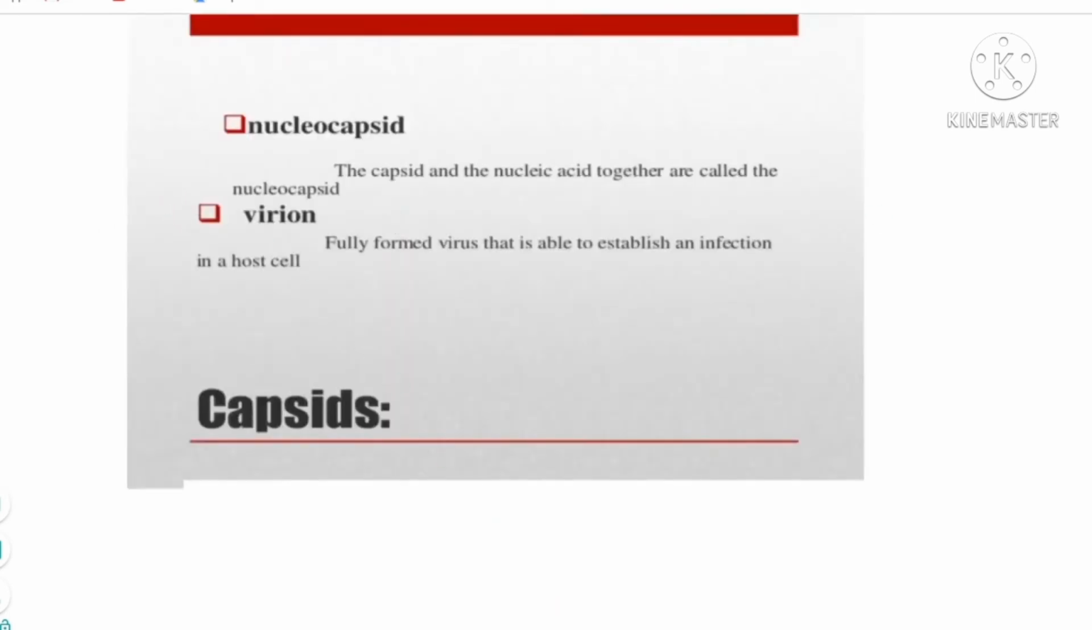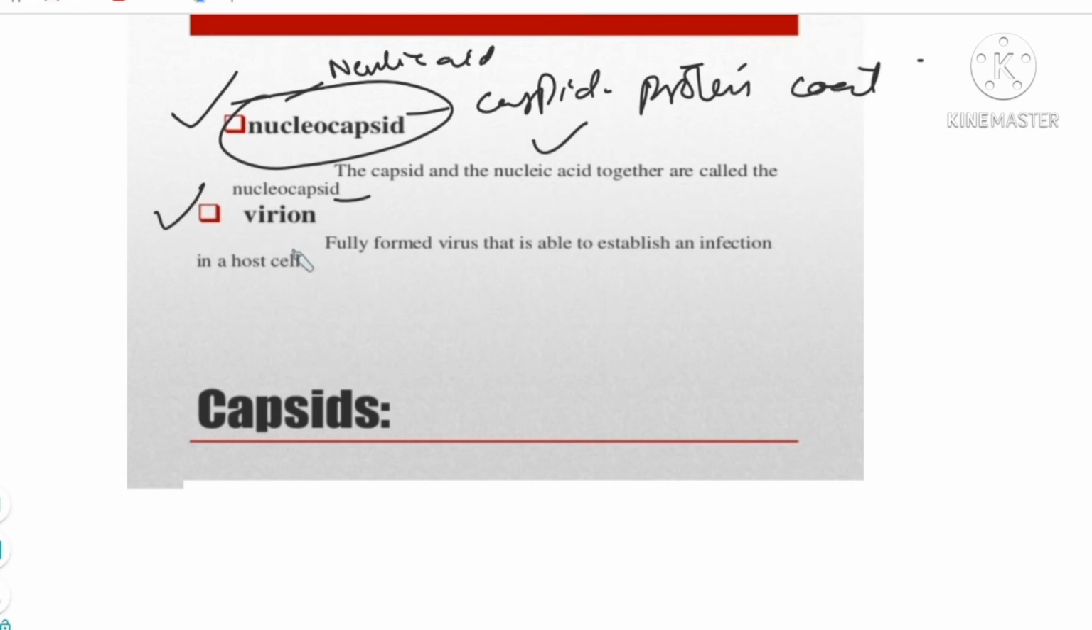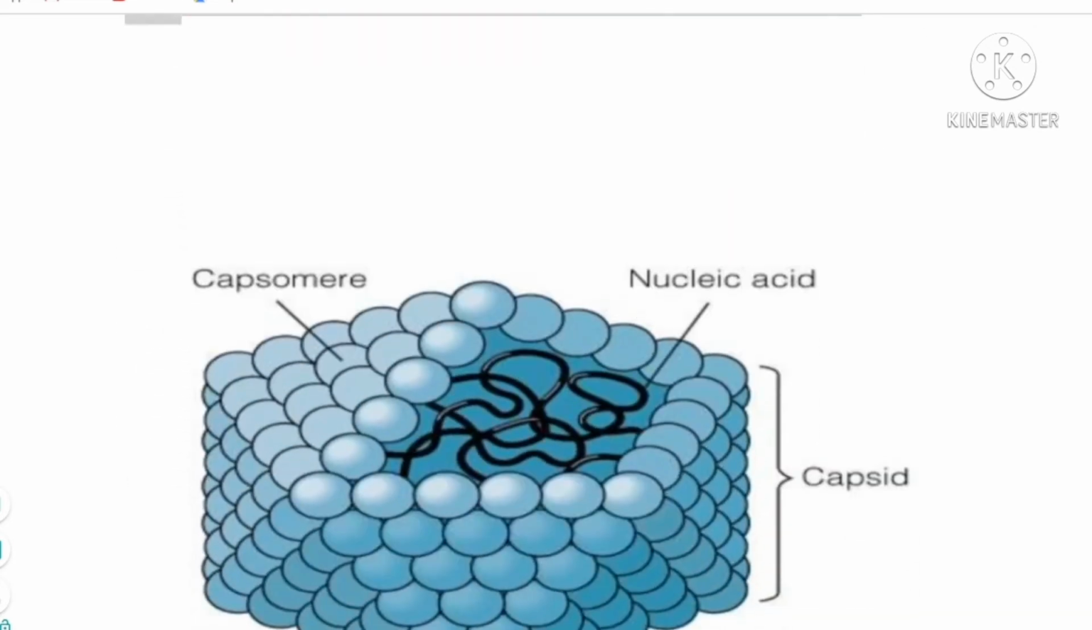Now let's see what a nucleocapsid is in viruses. The capsid and the nucleic acid together are called the nucleocapsid. Nucleo is nucleic acid and capsid means protein coat, which we will see now. Virion, as I told you, is a fully formed virus that is able to establish an infection in the host, and this is the capsid actually.